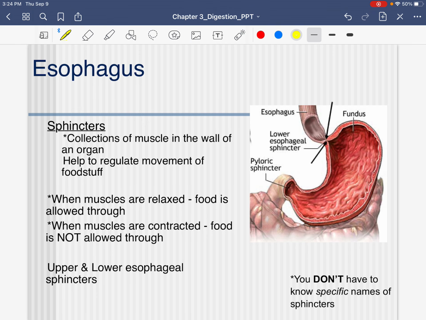I want to mention sphincters. At various places between digestive organs, we have something called a sphincter. And the purpose of the sphincters is to help regulate movement. Let's first establish what a sphincter is. Here it says a collection of muscle. I like to use the phrase enlarged.